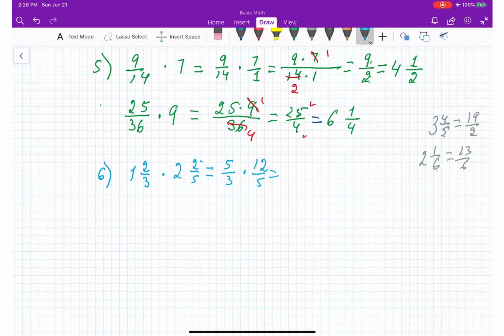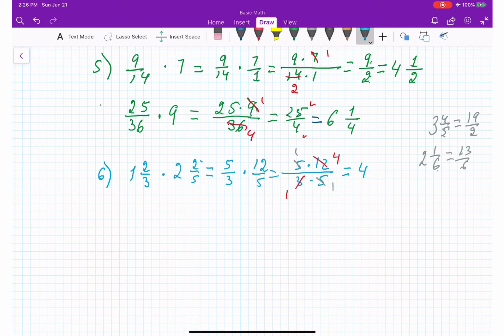So what do we get? 5 times 12, over 3 times 5. So 3 and 12, both of them I can divide by 3. That's exactly what I'm going to do. 12 by 3 is 4. And the 5 and 5 cancel each other. So this is 1, this is 1. And the answer we are going to get is 4.